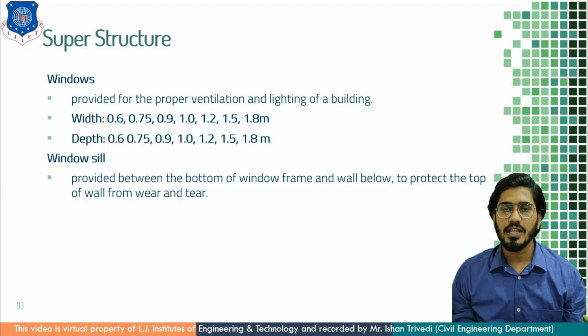The minimum window sill height from floor level, or you can say from plinth level, is 0.9 meter. So from the floor to the window sill, or you can say the bottom of the window, that distance is 0.9 meter.